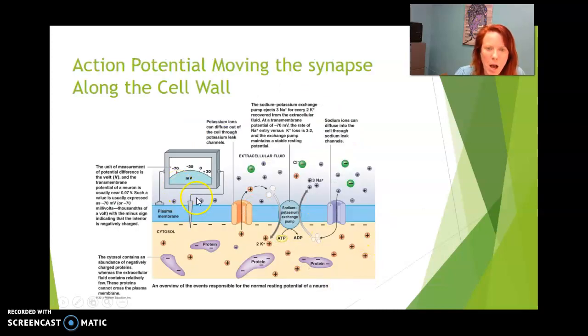When you're moving things through a cell wall, they have a threshold of where exactly the graded potential needs to be, and they've measured it in millivolts. So to create an action potential, to create an action happening, we have to get to -70 millivolts.